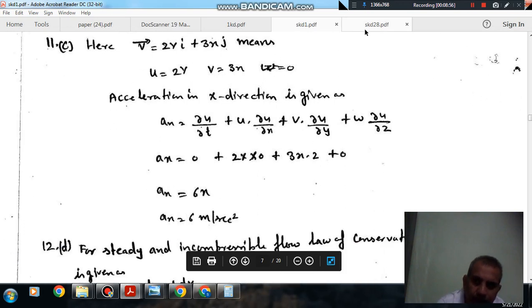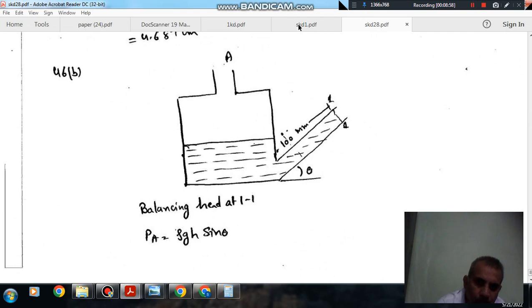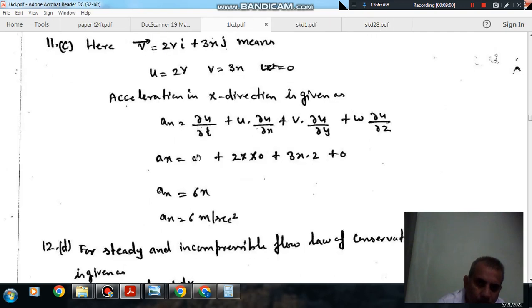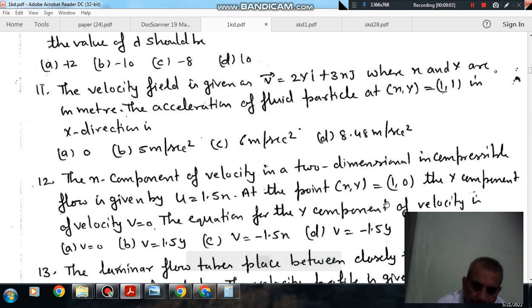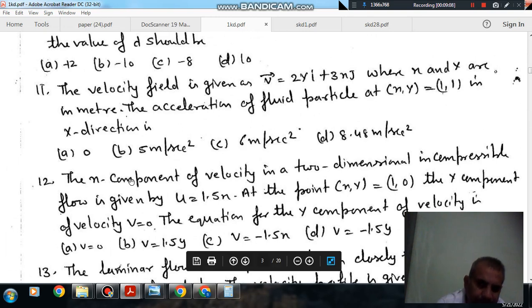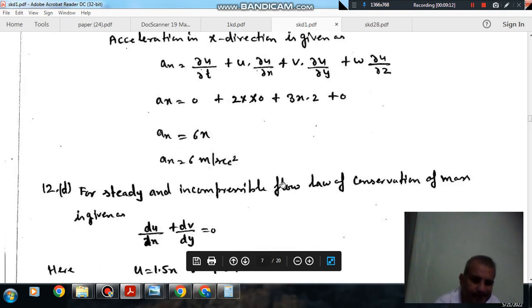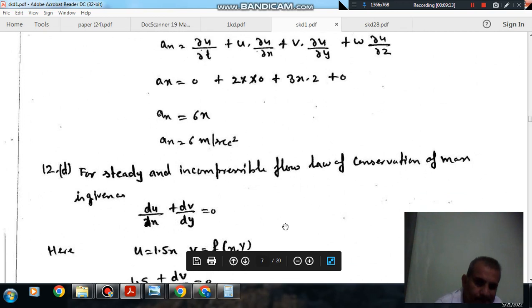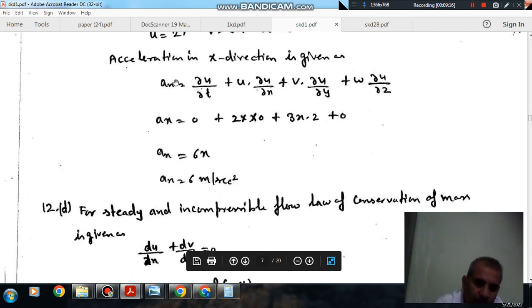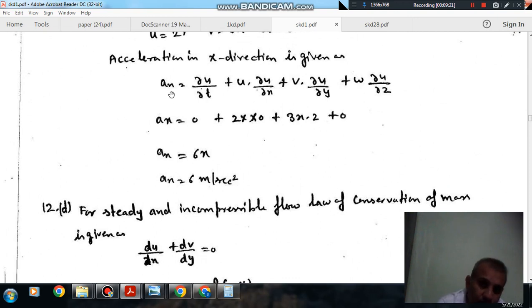So at x is equal to 1 and y is equal to 0, the acceleration is 6 meter per second square. This is nothing but du/dt, and we are assuming that u is a function of t, x, y and z, and by using the chain rule we can find out a.